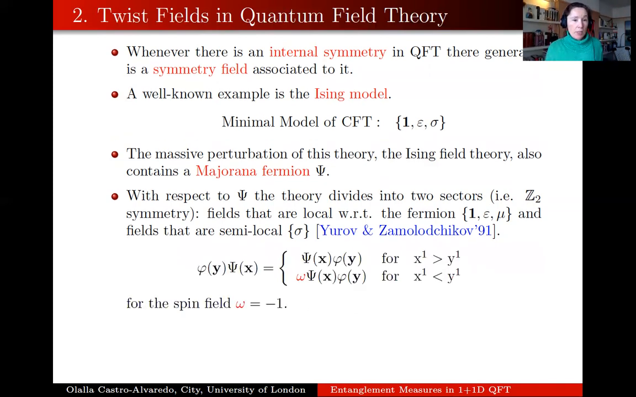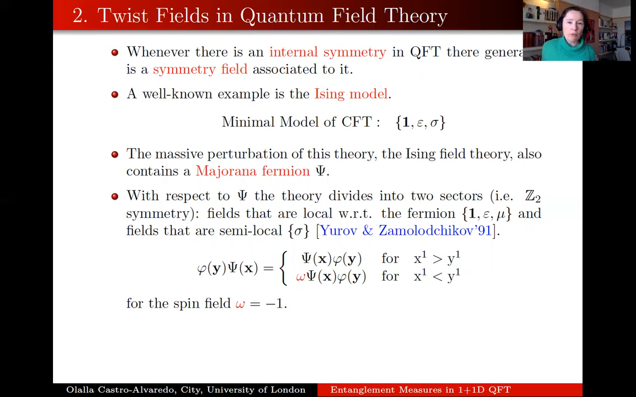A more precise way to write that is to say that in general, we have two fields, a fundamental field of the theory and a twist field, phi in this example. If we exchange them, depending on the order in which this exchange happens in space-time, if we don't cross the branch cut, nothing happens. But if we cross the branch cut, we pick up a factor, a phase.